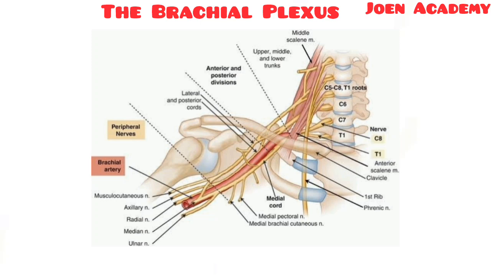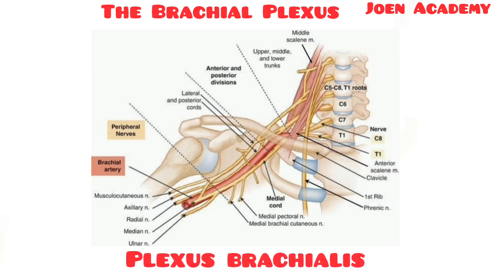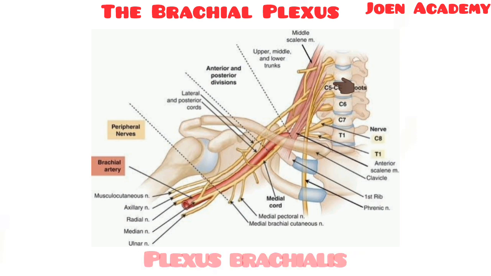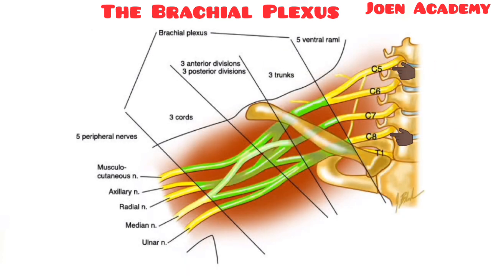The brachial plexus, which can also be referred to as plexus brachialis, is a somatic nerve plexus that is formed by the intercommunication among the ventral rami, that is the front roots of the lower four cervical nerves, and the first thoracic nerve. These lower four cervical nerves are from C5 to C8, and the first thoracic nerve is T1.